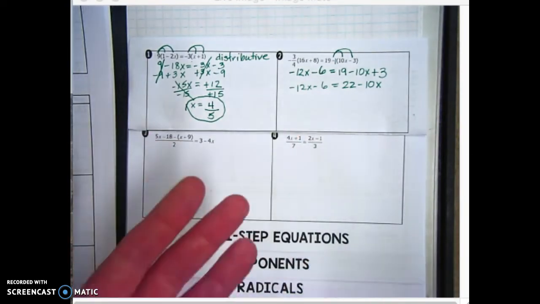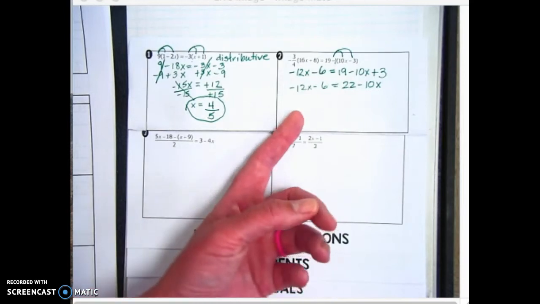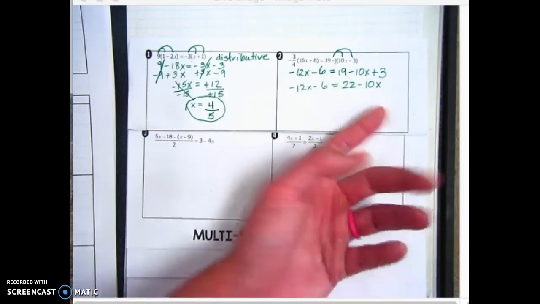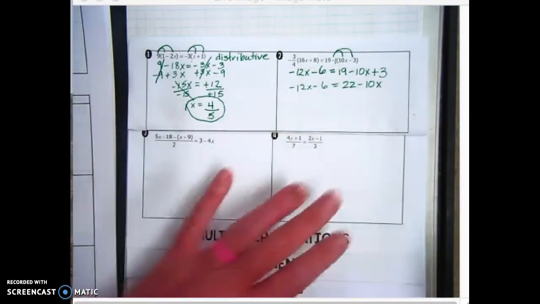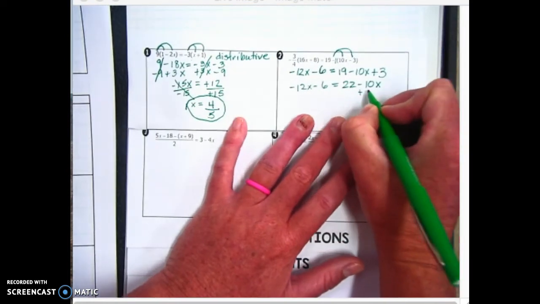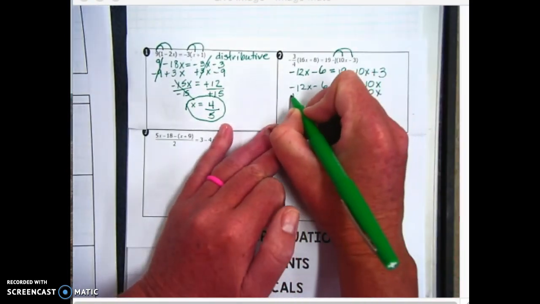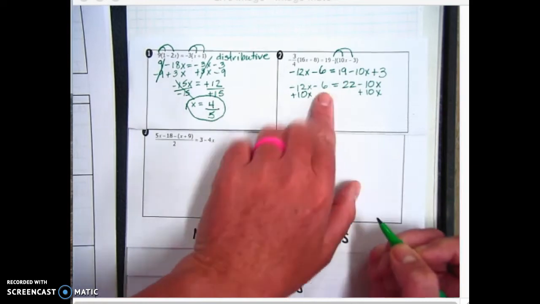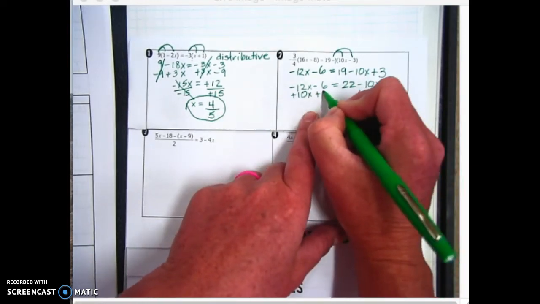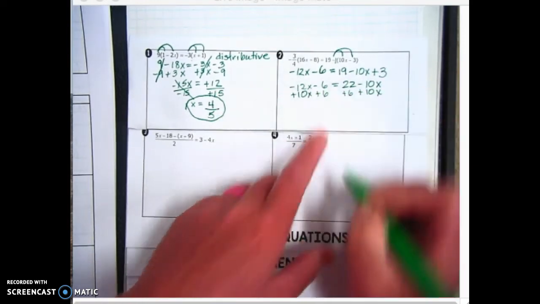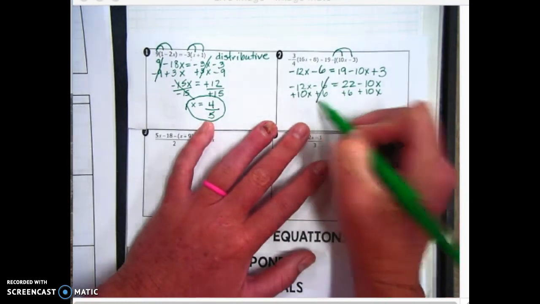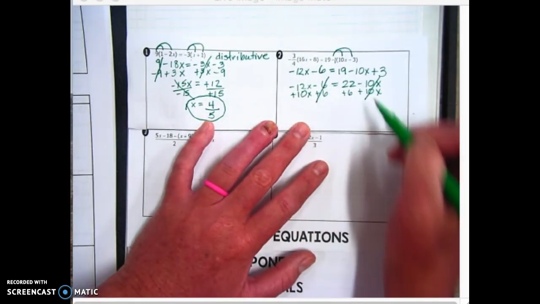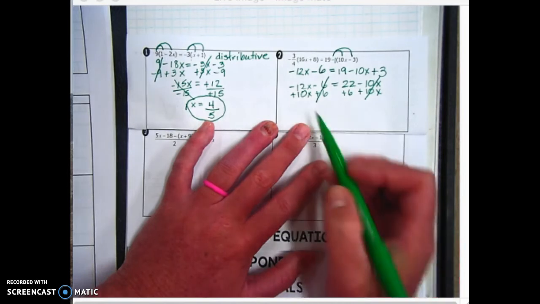And then we're in the same spot we were with number 1. We can either add 12x or add 10x, just depending which side you prefer your variable on. I'm going to add the 10x. In the same step, I'm going to add 6. These are opposites and they cancel. These are opposites and they cancel. And then I'm going to combine the like terms that are left.